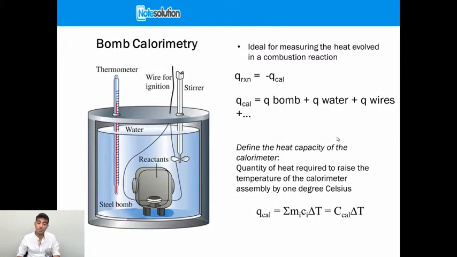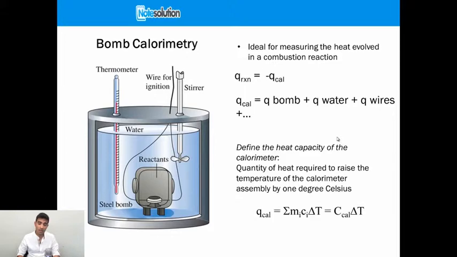Let's talk now about calorimetry. Calorimetry is the science of measuring heat or heat capacity of a certain substance or a chemical reaction. Usually, calorimetry is ideal for measuring heat evolved in a combustion reaction. So how does calorimetry work?